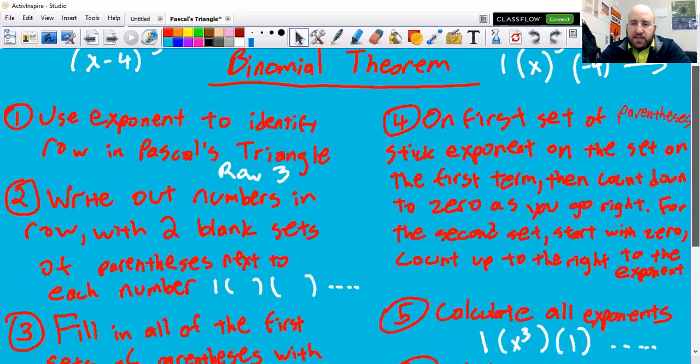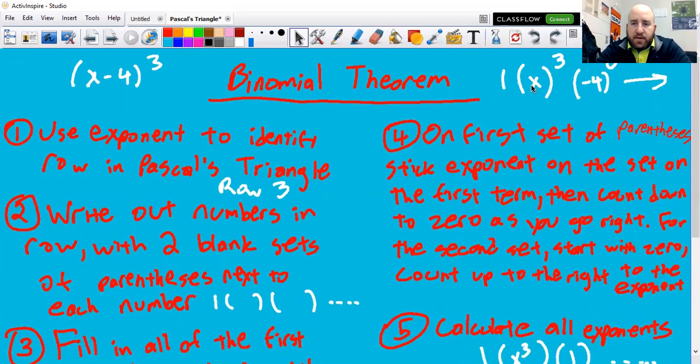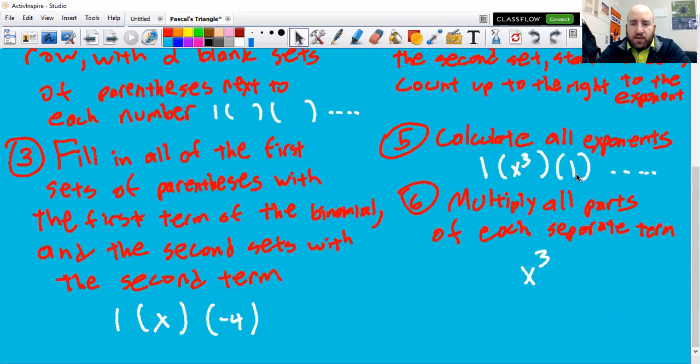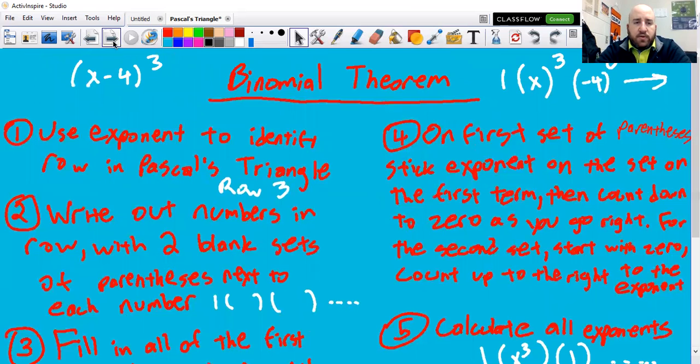Step 5, calculate all your exponents. So what am I going to get when I actually take x to the 3rd power? What am I going to get when I take -4 to the 0 power? Again, in this case, x cubed is just x cubed, and anything to the 0 power is 1. Last step, multiply it all together. 1 times 1 times x cubed is x cubed. So let's go look at the whole example.